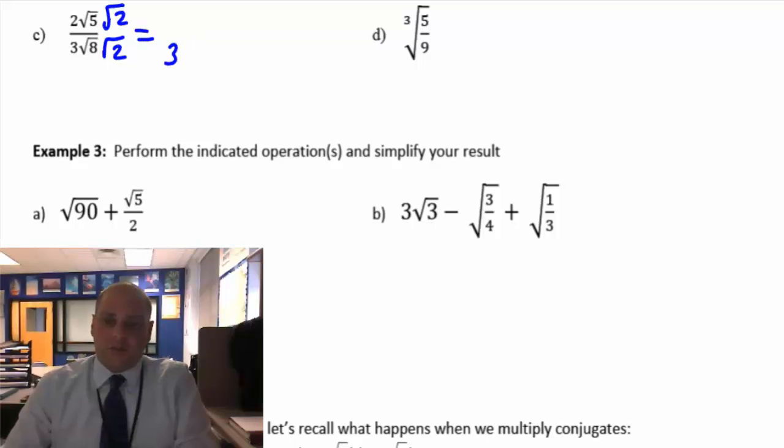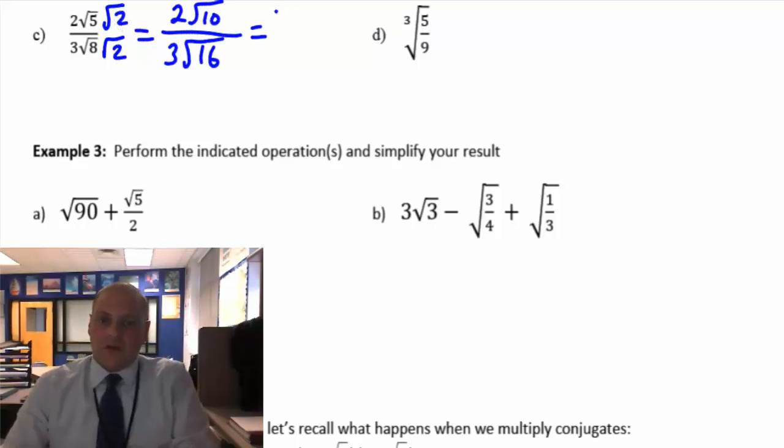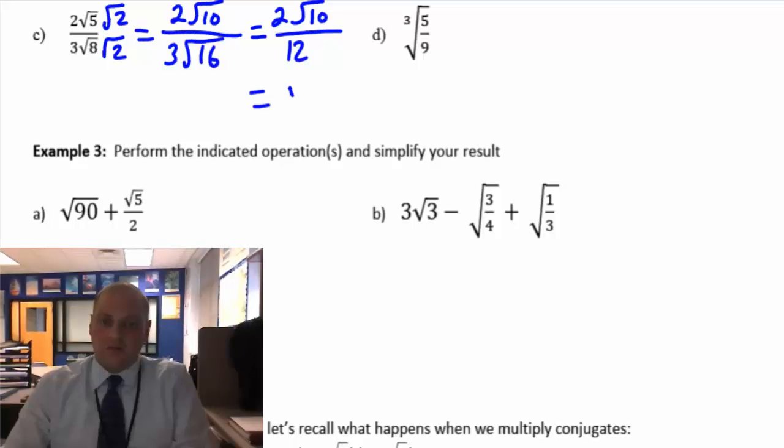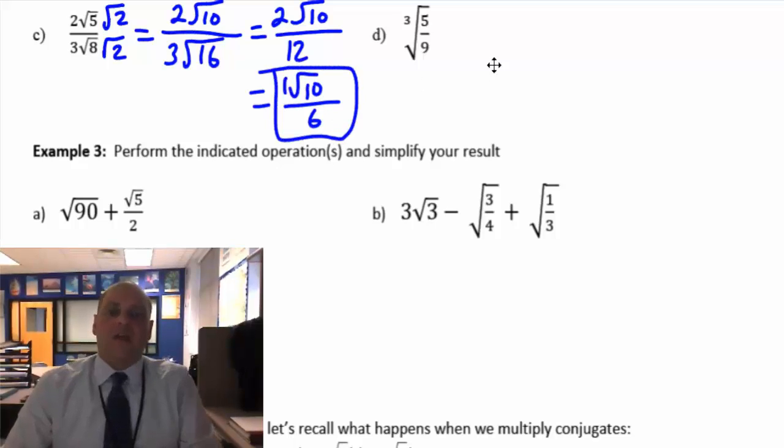So this gives me 3 radical 16 for now. And then this is 2 radical 10. So now I get 2 radical 10 over 3 times 4. Radical 16 is a 4. So it's 12. And then 2 over 12 reduces. So I get radical 10 over 6. The 2 over 12 is really just a 1 over 6. So radical 10 over 6 would be your final answer there.